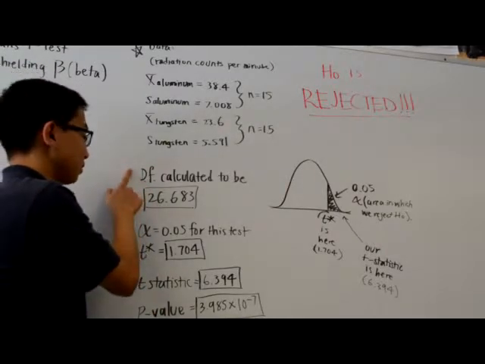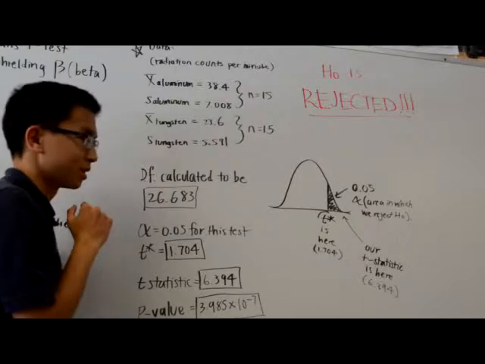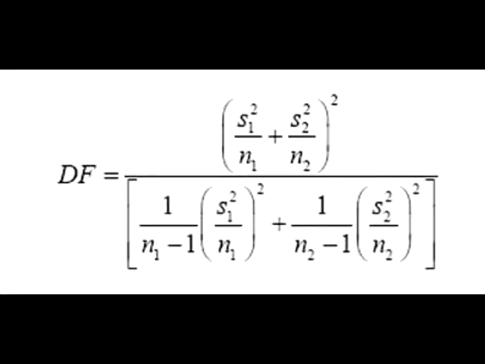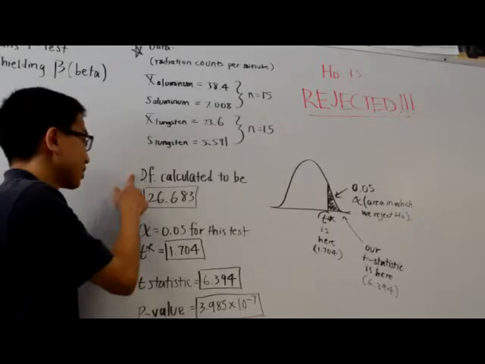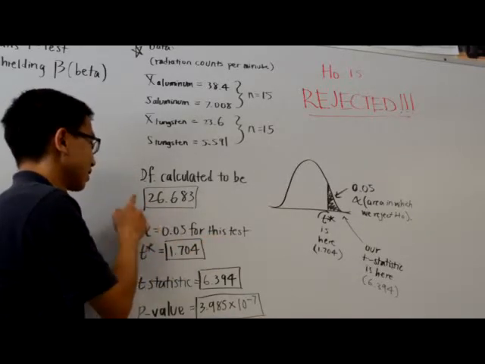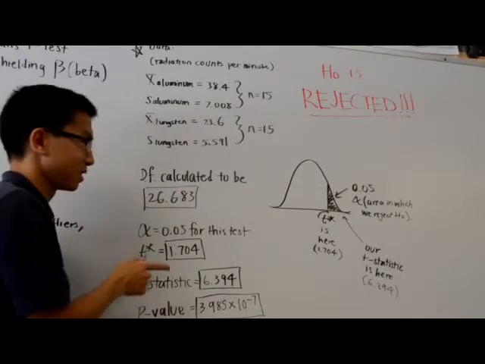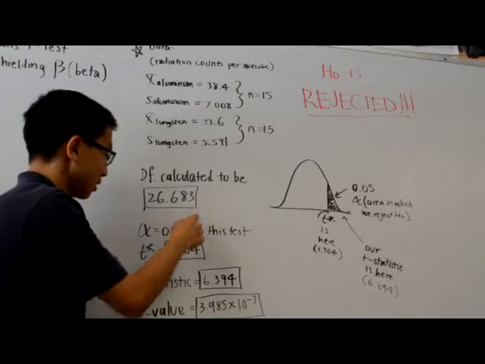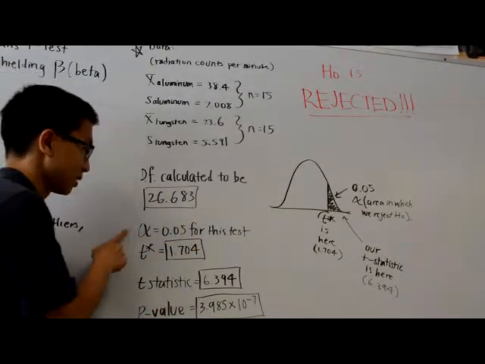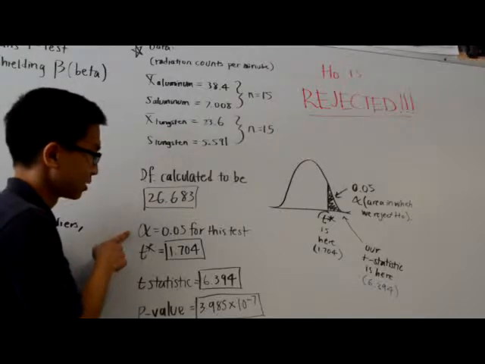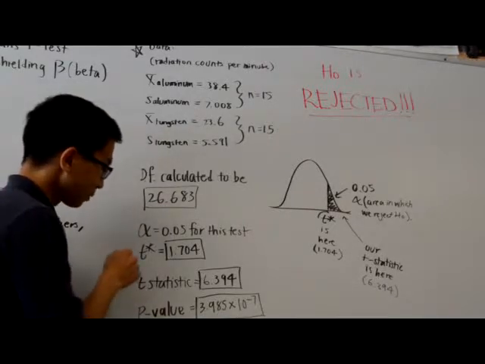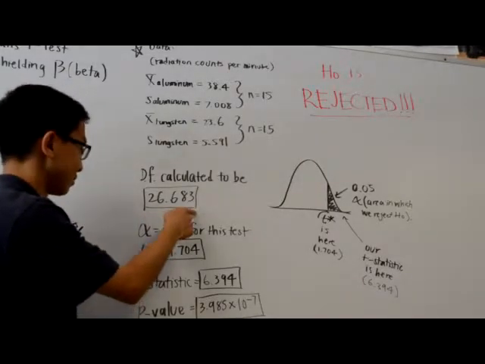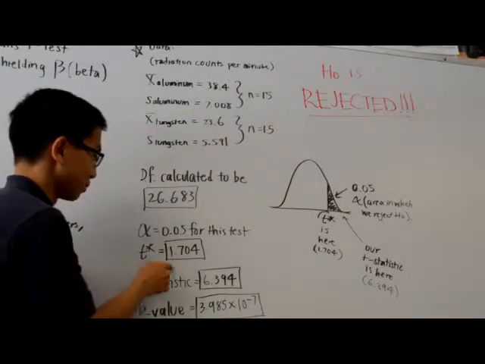Now for this experiment, our degrees of freedom is calculated using this formula, and the degrees of freedom are the number of values in the final calculation of the t-statistic that are free to vary. So using the formula that I just showed, our degrees of freedom are 26.683. And since we're assuming an alpha value of 0.05 for this test, we can use that value along with our 26.683 degrees of freedom to get a t-star of 1.704.